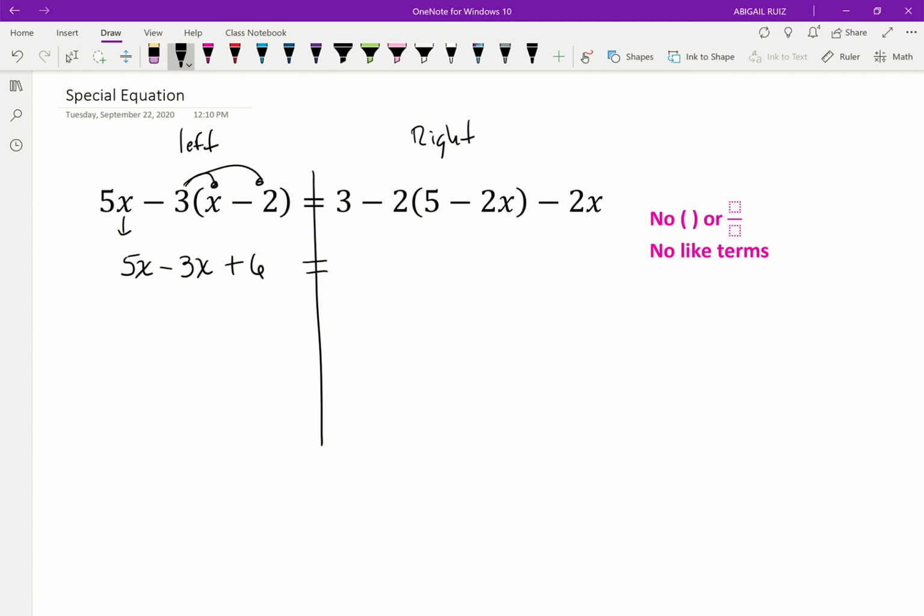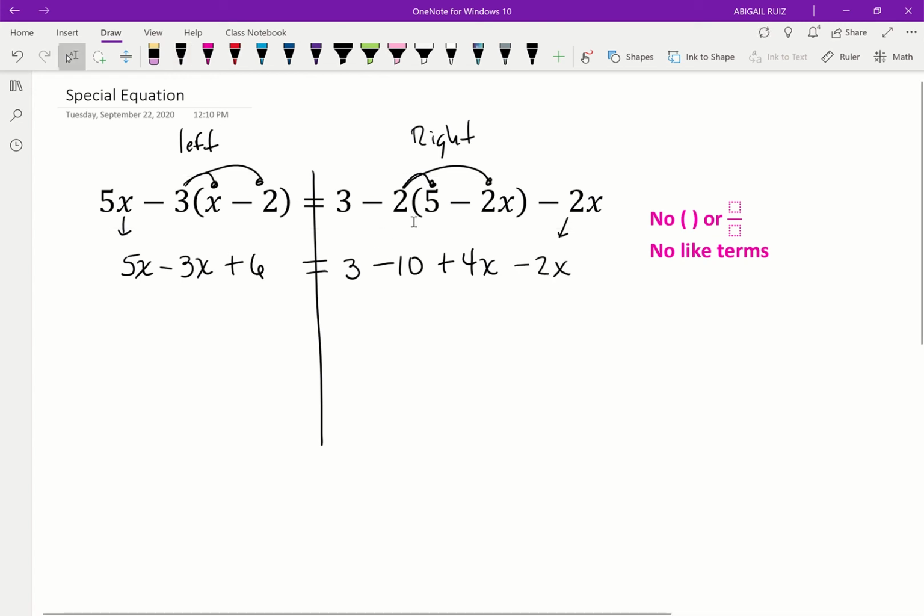Now, let's move on to the next side because you want to keep a straight line sentence, okay? And again, as you can see, the -2 is multiplying, so let's bring down the 3 before we begin the multiplication. So -2 times 5, that's -10. -2 times -2x, that's +4x. And you bring down this, which is just -2.